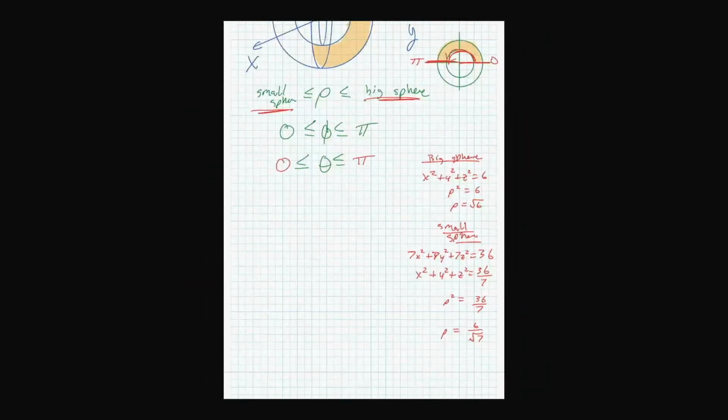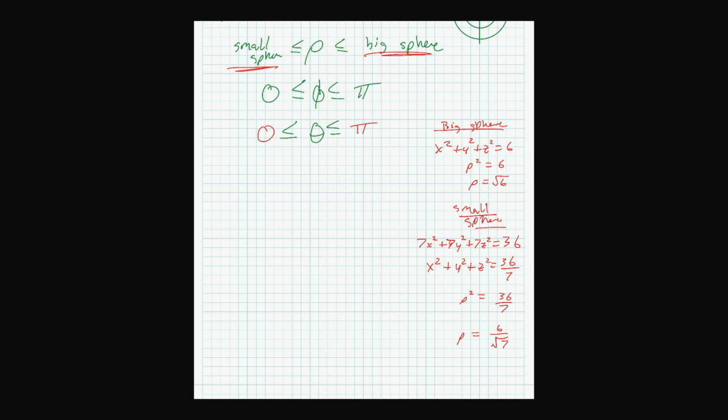Okay. So when you go to set up your limits, you use those for rho. So in our integral, theta is going 0 to pi. Phi is also going 0 to pi. And then rho is going small sphere to big sphere. So rho goes from 6 over square root 7 to square root 6. And then it's a volume integral, so you're just integrating rho squared sine phi, and then d rho, d phi, d theta.